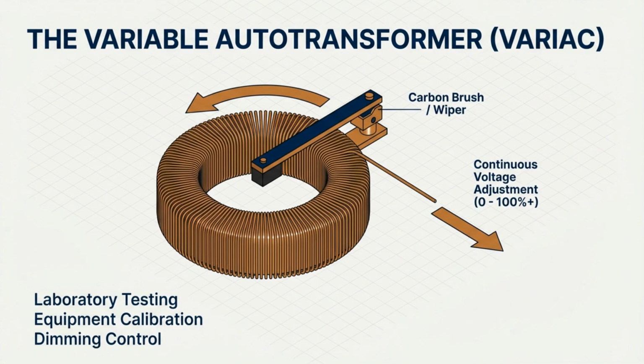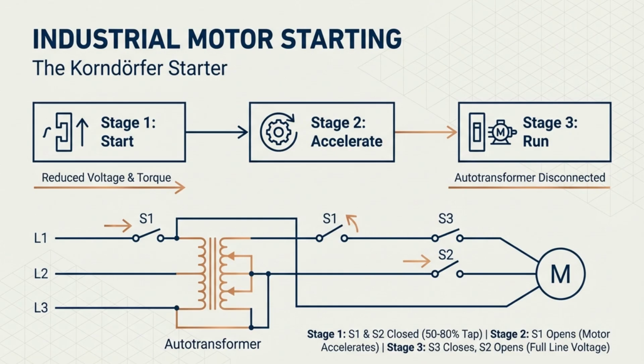The variable autotransformer, or Variac, uses a movable carbon brush to provide continuous voltage adjustment. Applications include laboratory testing and equipment calibration. Autotransformers are used in industrial motor starting, such as the Korndörfer starter, to provide reduced voltage and torque during the start stage before accelerating to full speed.